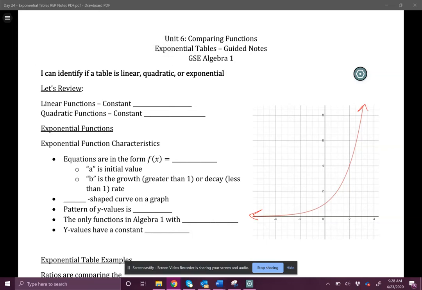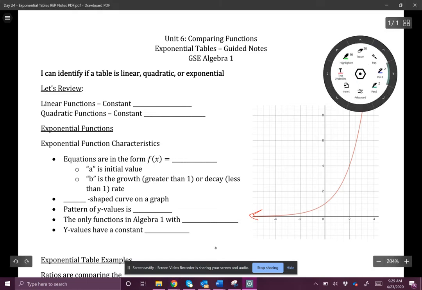This video is over exponential tables. If you would like to print this note-taking guide, you're welcome to do so, or you can take a picture, write your notes on paper, and then your assignment today is actually just submitting your notes along with any questions that you have on exponential tables. You can just write them in the comments. So let's go ahead and get started.